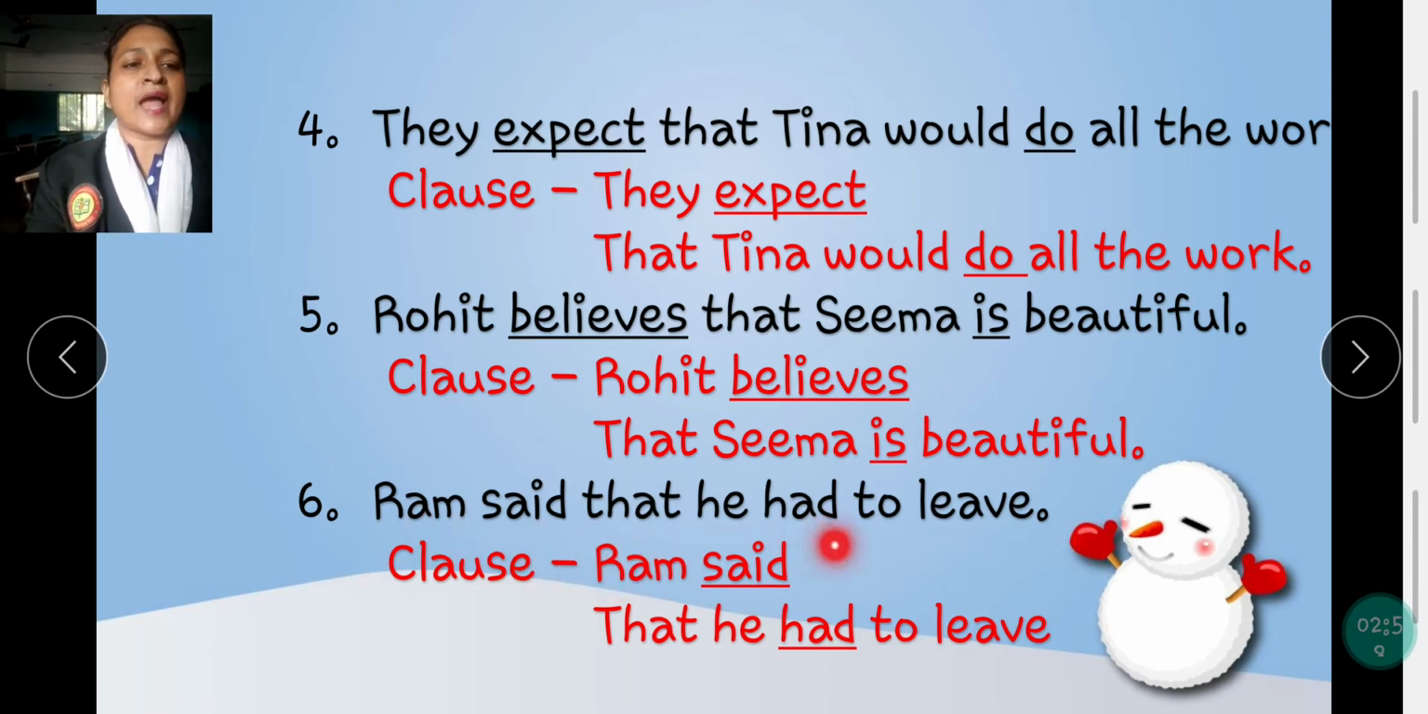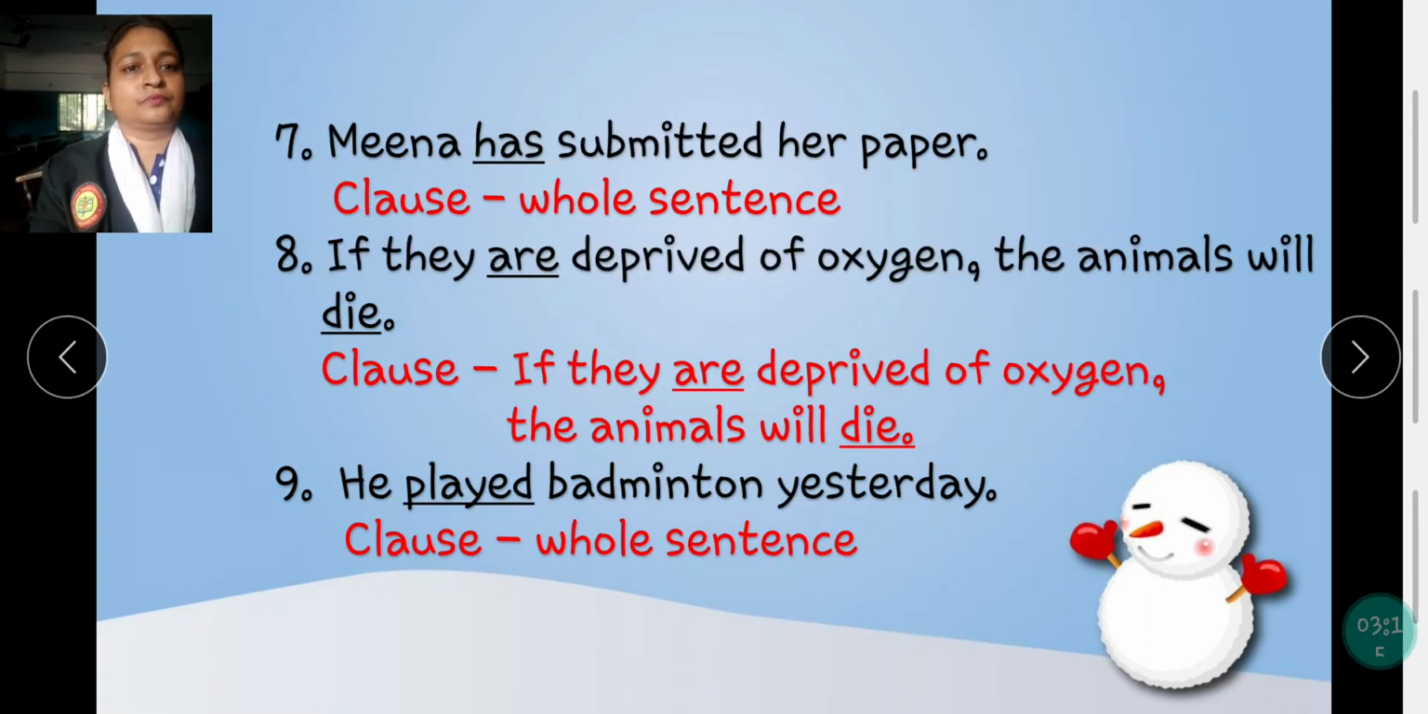Ram said that he had to leave. Now again here we have two verbs, said and had. Just underline here said and had. So the clauses are: Ram said is one clause, and another one is that he had to leave. Meena has submitted her paper. Now here the verb is has, only one verb, and the whole sentence is a clause. Only one clause we have in this sentence.